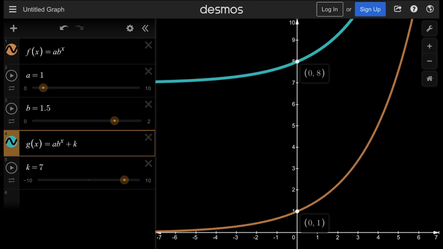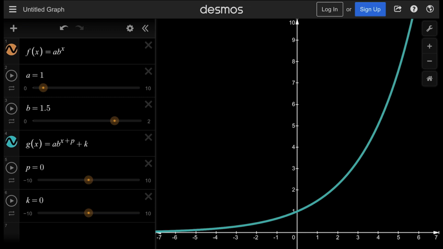Now this k doesn't only have to be added to the entire function, the a times b to the power of x, but it can also be added to the x component. So let's have a look at what happens when you add some variable to the x component. And this time I'll just choose a different letter, so let's go with p. Okay, so right now both k and p are 0. So the f(x) graph is right on top of the g(x) graph, or vice versa. They're essentially the same graph at this point.